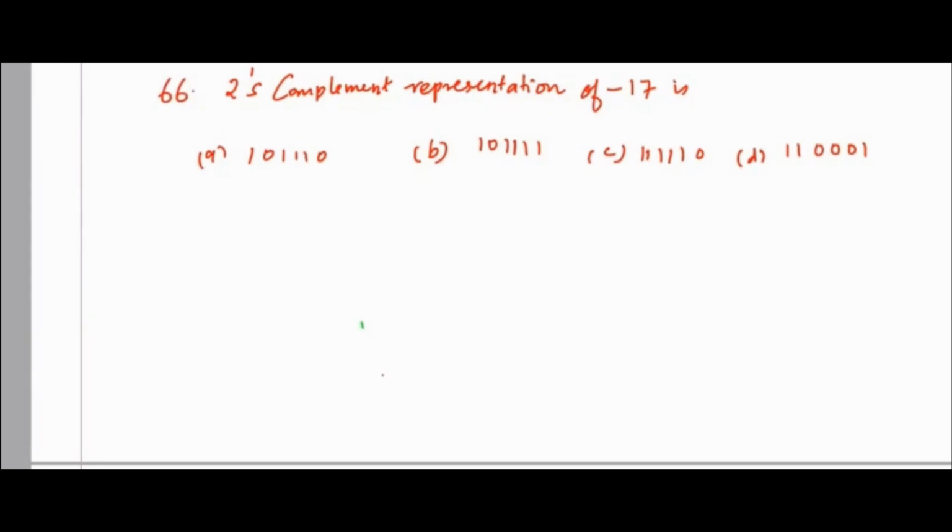In this video, we're going to discuss how to represent minus 17 using 2's complement. And here the options are given: A as 101110, B as 1041 (1 followed by four 1s), C as 51 followed by 0, and D as 11000001.